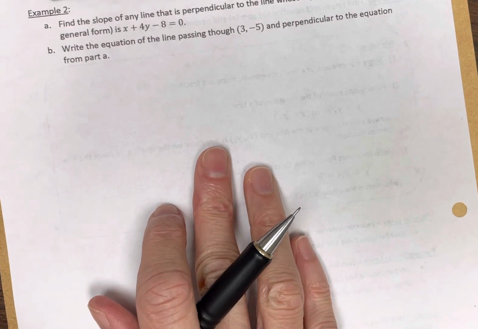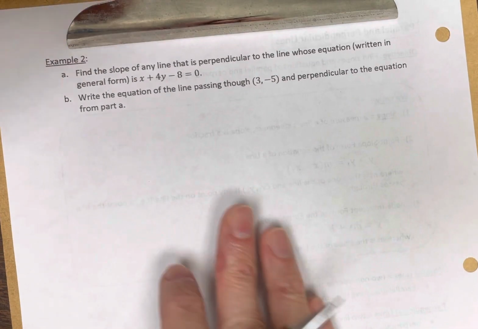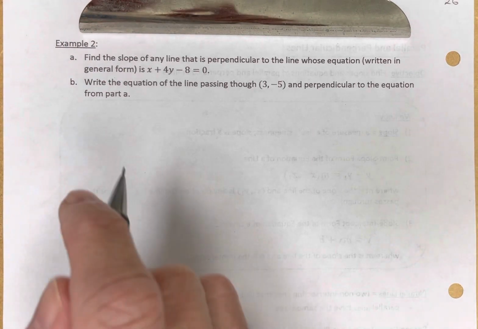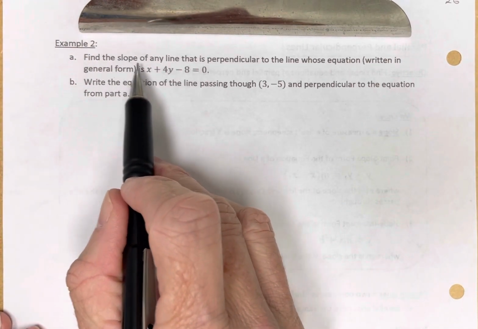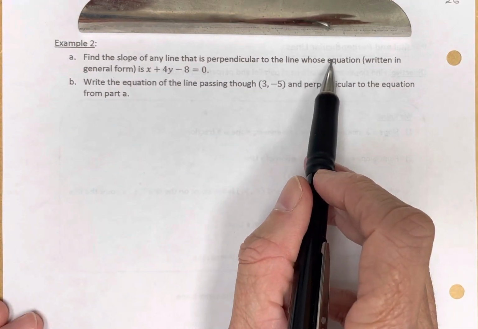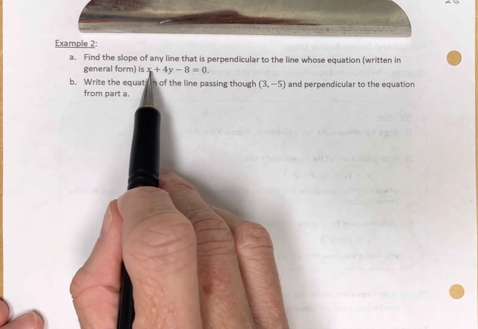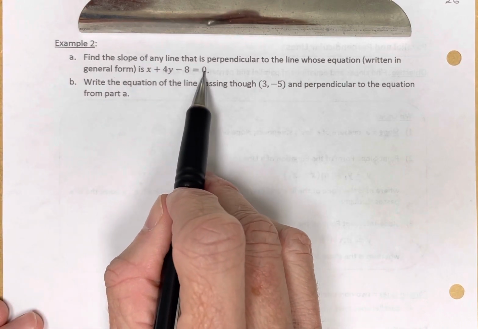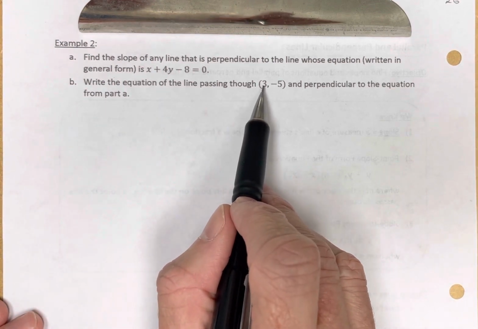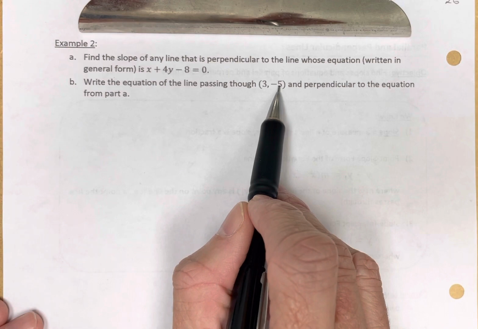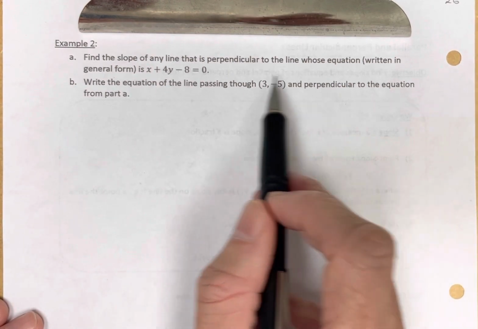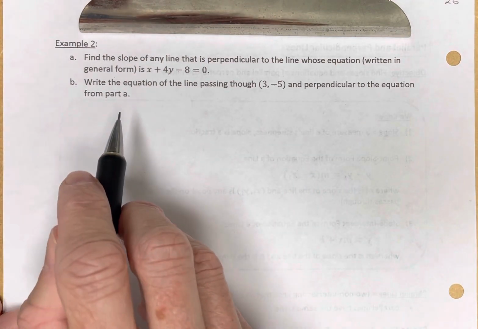We'll pull in a bit of our general form and we'll do perpendicular here, which is slightly more complicated, but not too much. Okay, example 2. Find the slope of any line that is perpendicular to the line whose equation, again in general form, is x plus 4y minus 8 equals 0. And then write the equation of the line passing through the point (3, -5) and perpendicular to this equation right here.